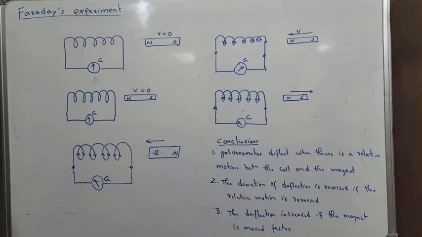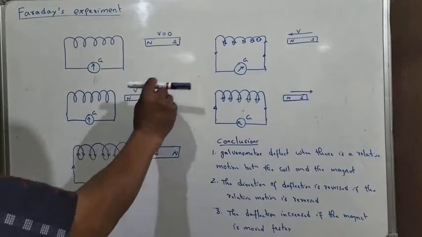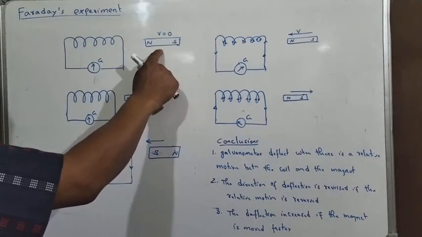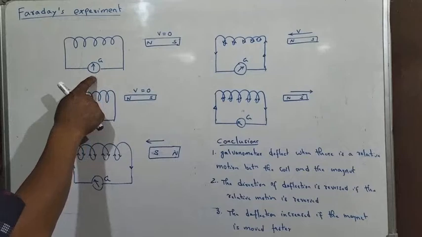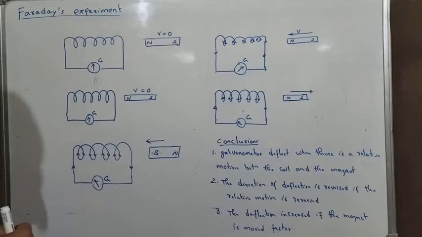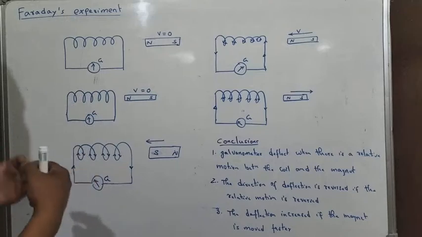All right. So what he did is he took this magnet, and when the magnet is stationary, he found that the galvanometer shows zero deflection. It means that the galvanometer is at rest, or it doesn't show any deflection.